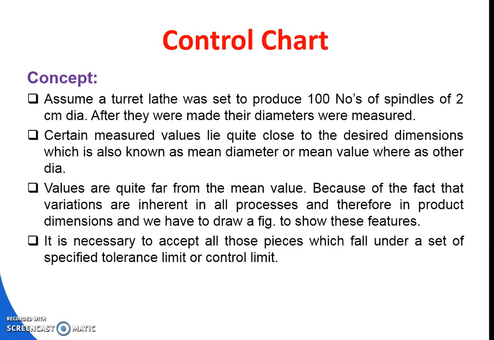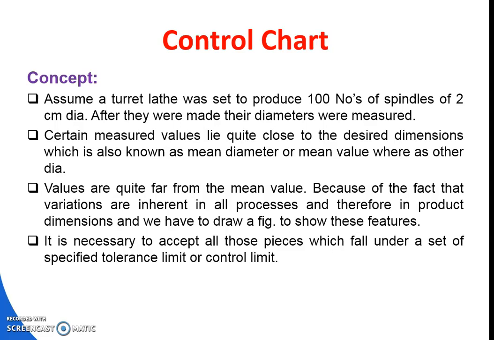The concept of control chart can be understood by using this example. A turret lathe is producing 100 spindles, and these have a diameter of 2 centimeter. After they are made, the diameters were measured. Certain measured values lie quite close to the desired dimension, known as the mean diameter or mean value, whereas other diameter values are quite far from the mean value, because of the fact that variation is inherent in all processes.